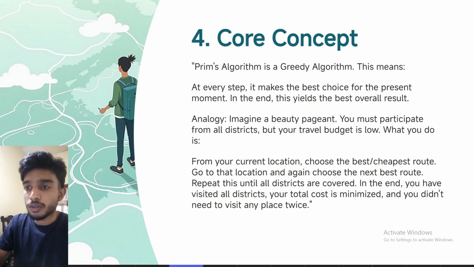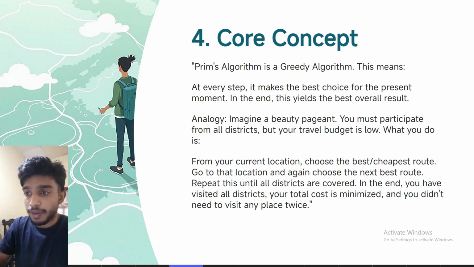Let's talk about the core concept of Prim's algorithm. Prim's algorithm is a greedy algorithm. This means, first, at every step, it makes the best choice for the present moment. Second, in the end, this yields the best overall result.